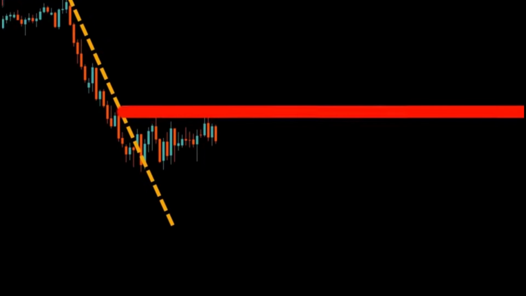Spotting a high probability sell setup. Take a look at this chart. The price breaks up above the downward trend line, but here's the key: it doesn't keep going up. Instead, it stalls and moves sideways. And that right there is a major warning sign. It tells us that the bearish momentum is still strong. The buyers simply don't have enough power to push the price higher, meaning the sellers are still in control.